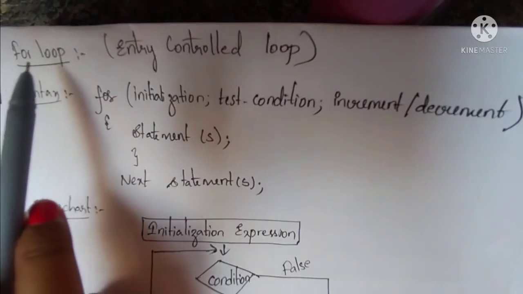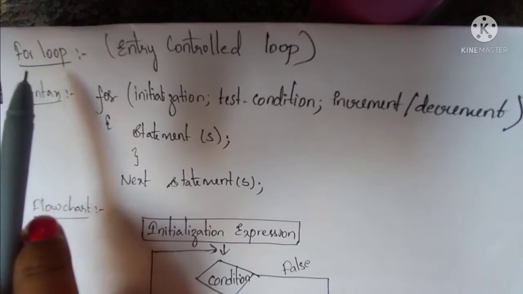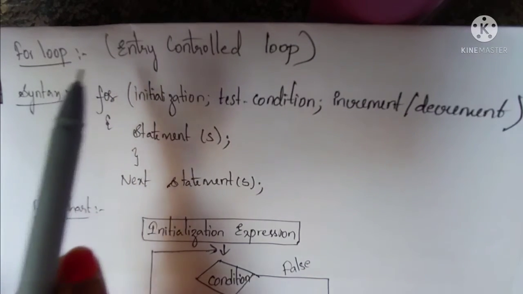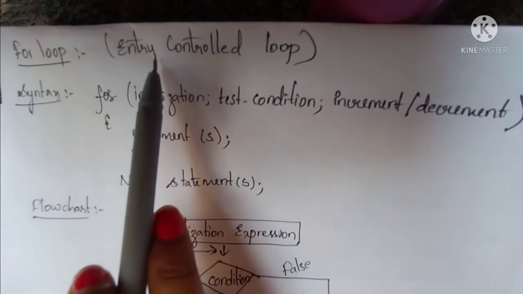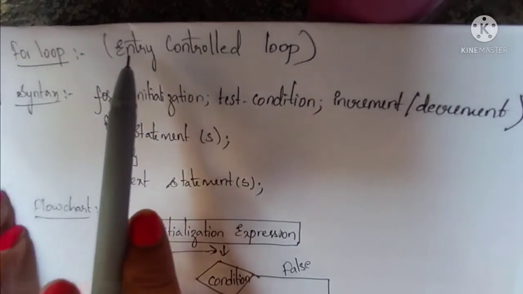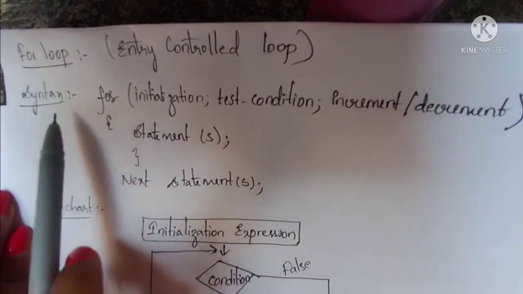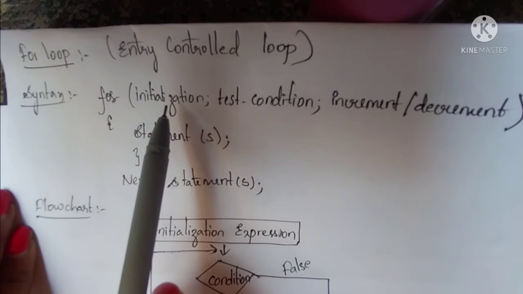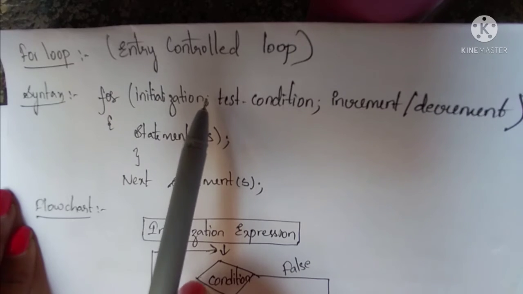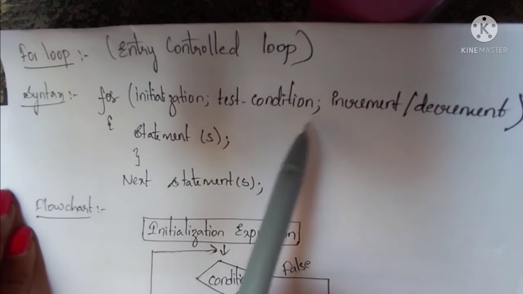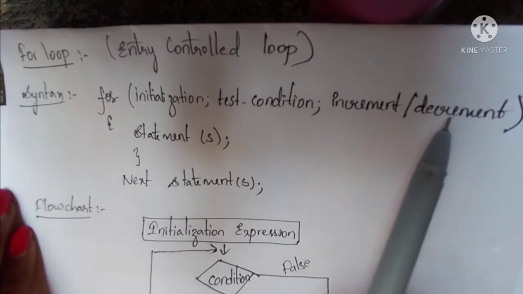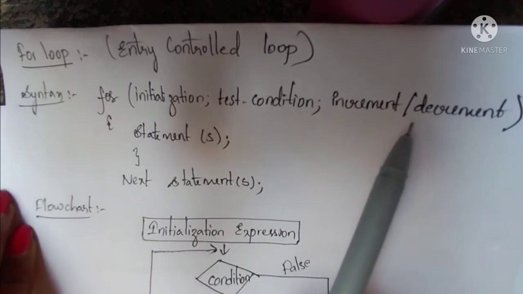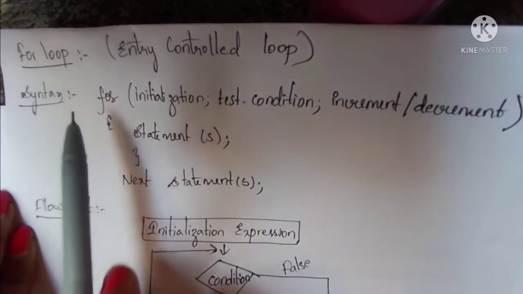Next loop we are seeing is the for loop. The for loop is a very useful loop in the C programming language. This is a control structure and we call it an entry controlled loop also. The for loop is written with the syntax for, and first we write three expressions. Initialization separated with a semicolon, test condition separated with a semicolon, next increment or decrement. These are the three expressions, expression 1, expression 2 and expression 3, we use in the for loop.